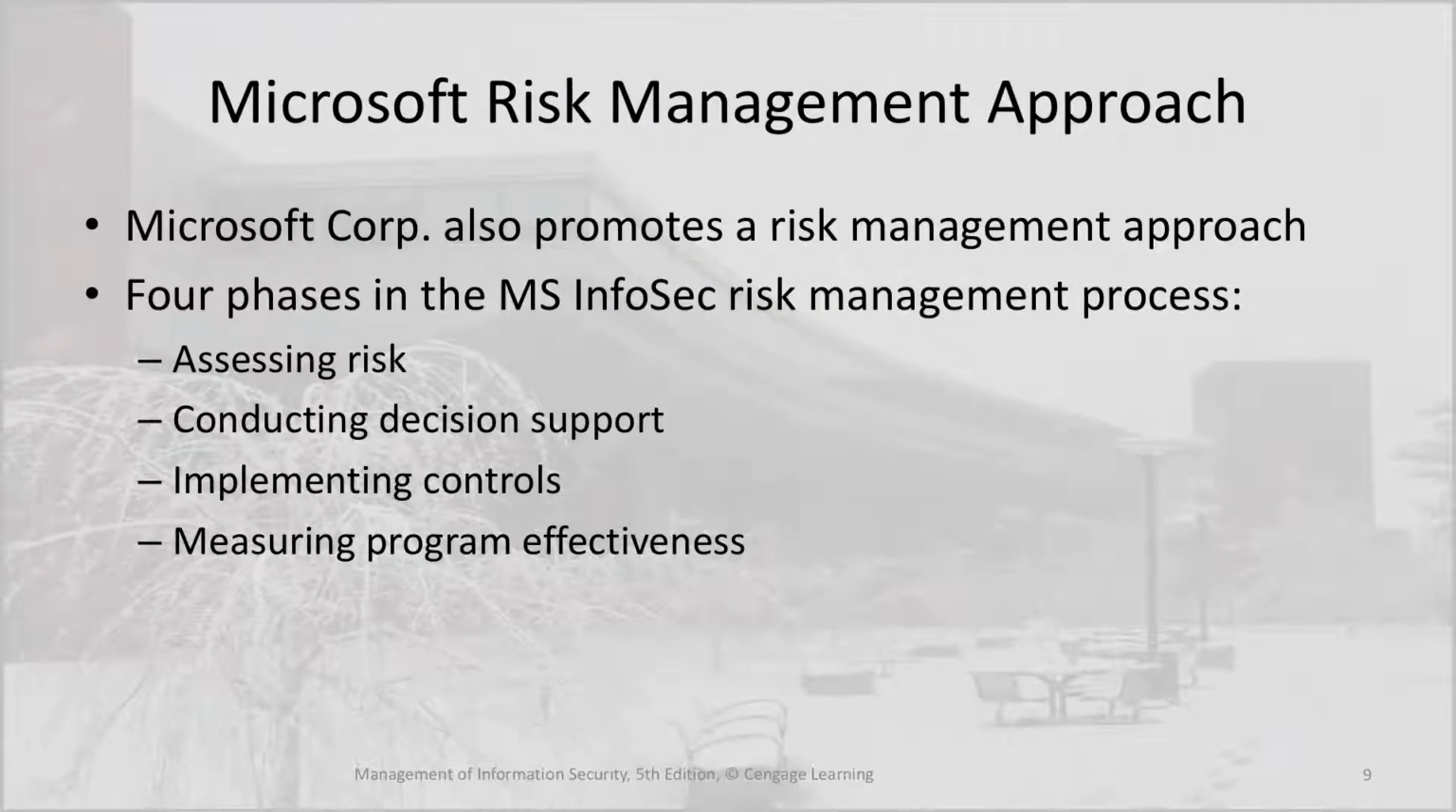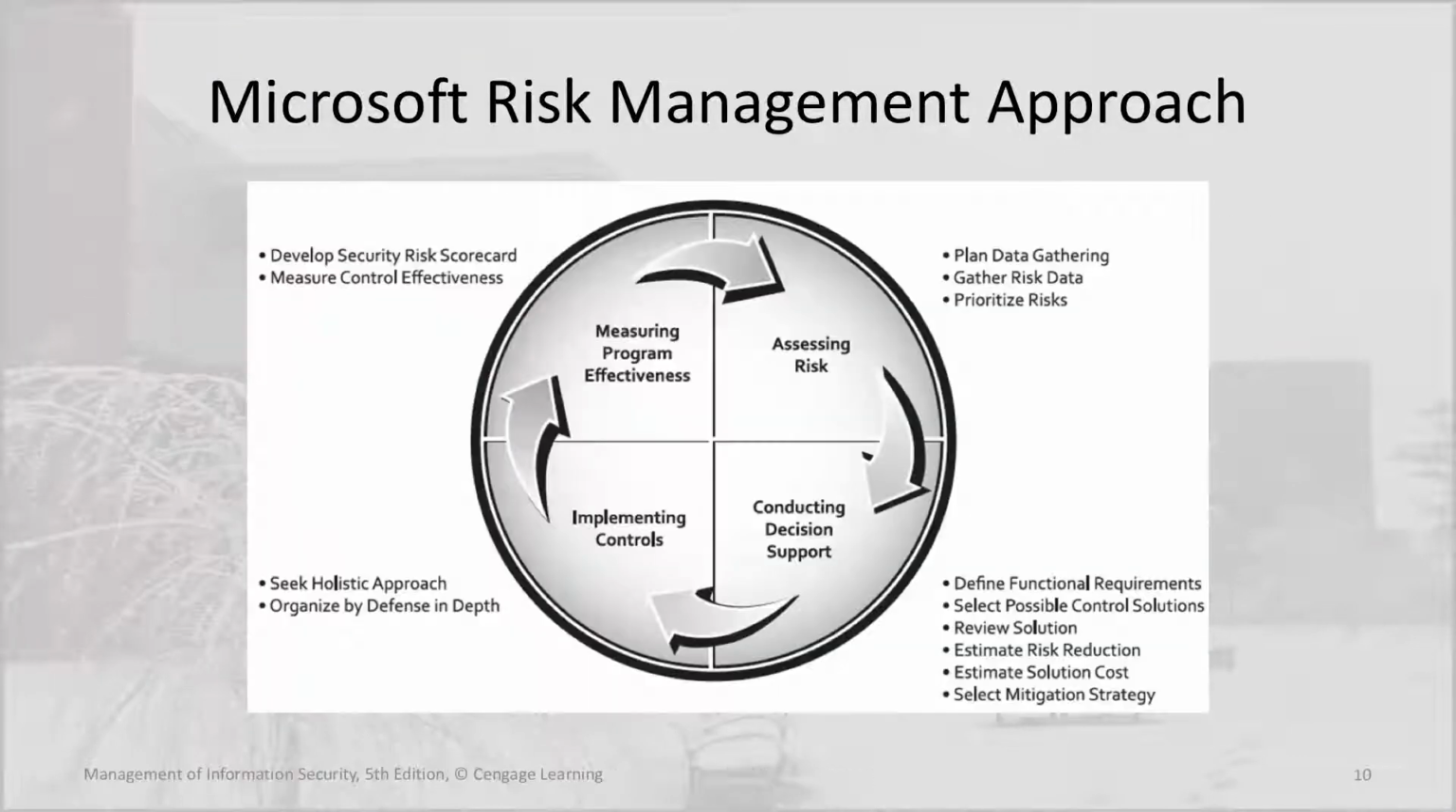Microsoft Corporation also promotes a risk management approach. There are 4 phases in the Microsoft Information Security risk management process. These are assessing risk, conducting decision support, implementing controls, and measuring program effectiveness. This graphic illustrates the 4 stages of the Microsoft risk management approach.